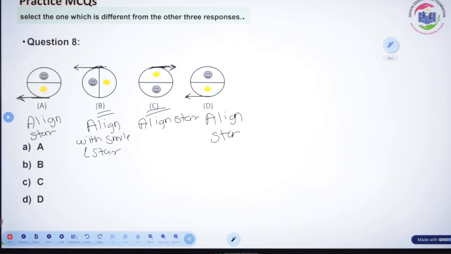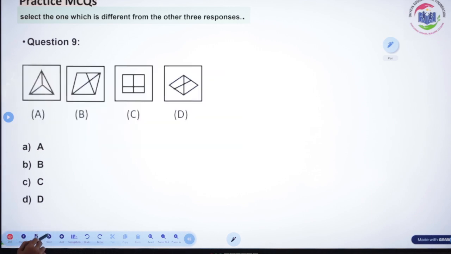Option B is the odd one out because all the others are aligned. The arrow is aligned with the star, or the arrow is at the star's position, but only B is not. It is in the middle between the smile and star. Then option B is the odd one out, or correct.